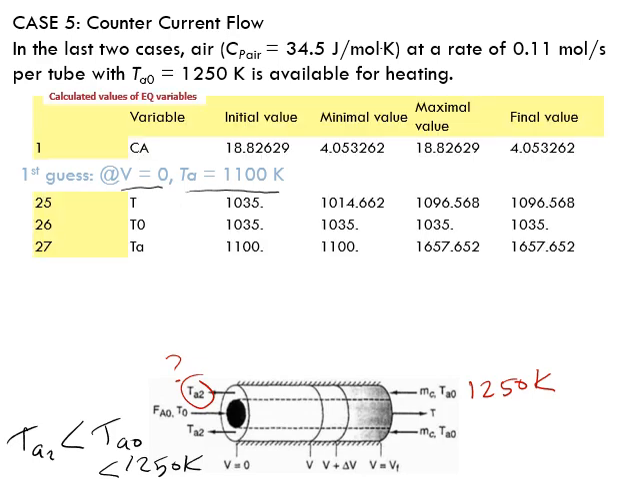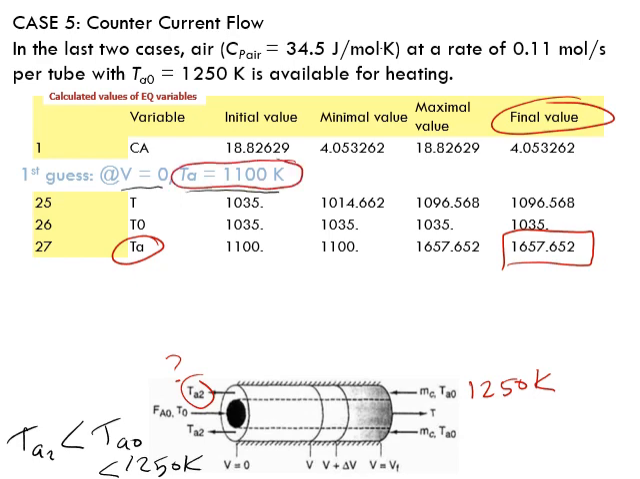And let's run the program and check the value of T_A at the exit of the reactor. What's the value at the reactor exit? 1657 Kelvin. That is if we assume that T_A equals 1100 Kelvin. So that's a lot, right? That's way more than 1250. So that means my guess is wrong. Should I guess more than 1100 Kelvin or less? Obviously less.